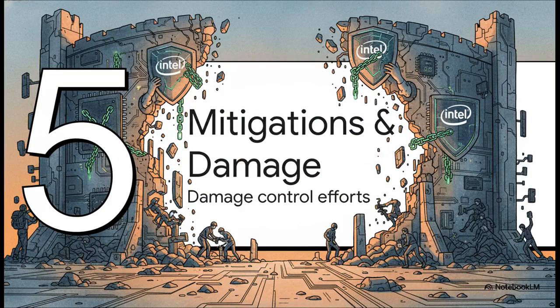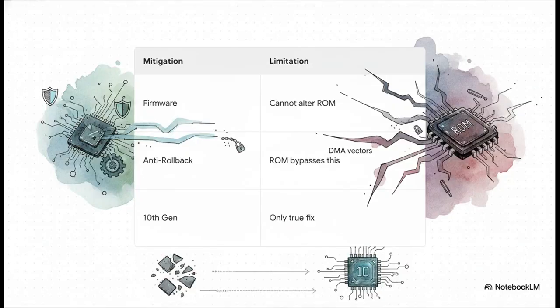Finally, let's talk about Section 5, Mitigations and Damage Control. So, we need to draw a massive line here between a mitigation and an actual cure. Intel did step up and issue firmware updates to block specific attack pathways, like disabling the integrated sensors hub's ability to interfere during that early boot phase. They also used hardware fuses to create an anti-rollback feature. That stops attackers from simply downgrading your machine to an older vulnerable firmware.